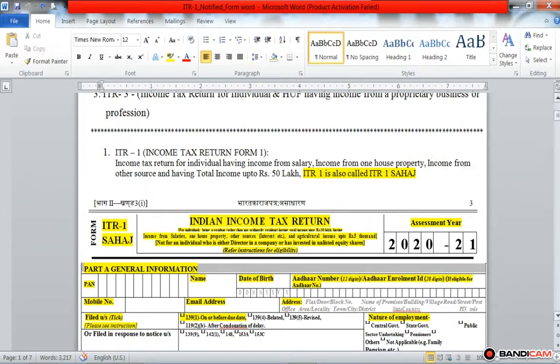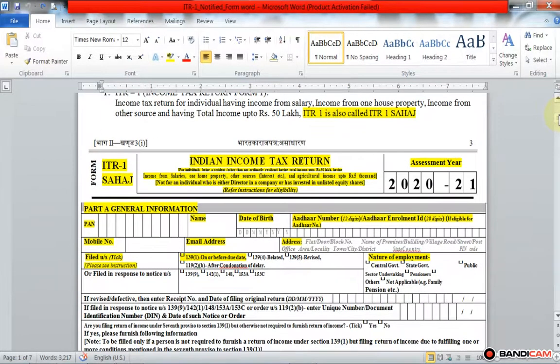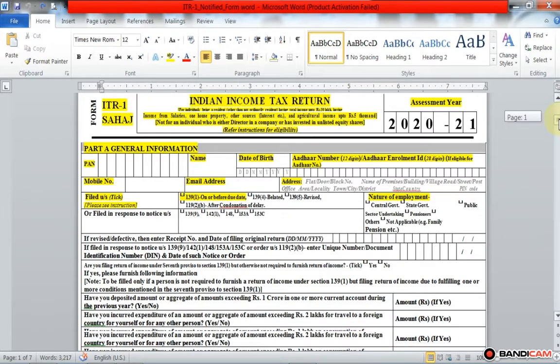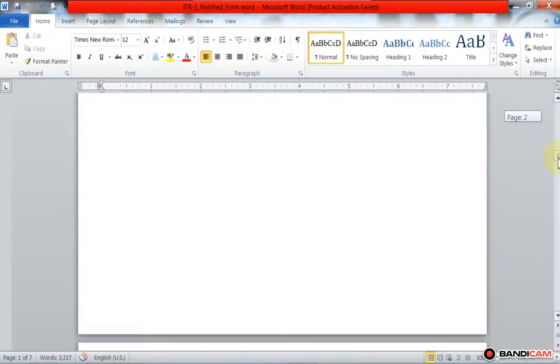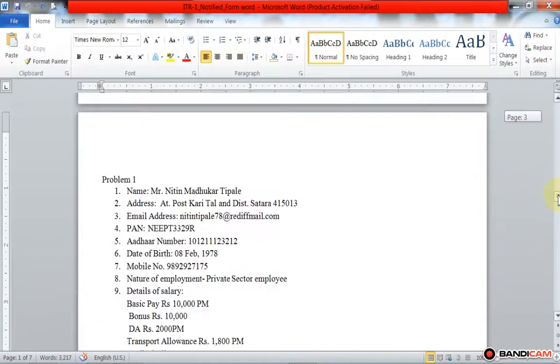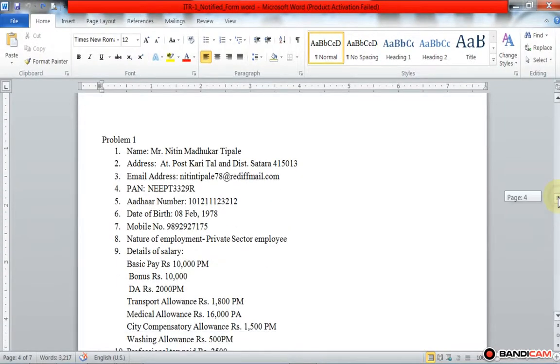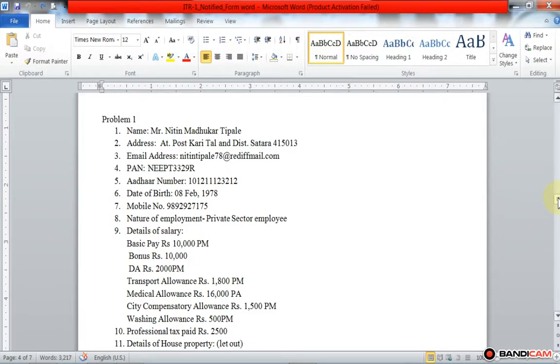And we also discussed the contents included in filing income tax return 1, that is how to fill the ITR-1. In our previous lecture we discussed how to fill income tax return 1 manually or online. In today's lecture we are going to solve a practical problem on filing income tax return.